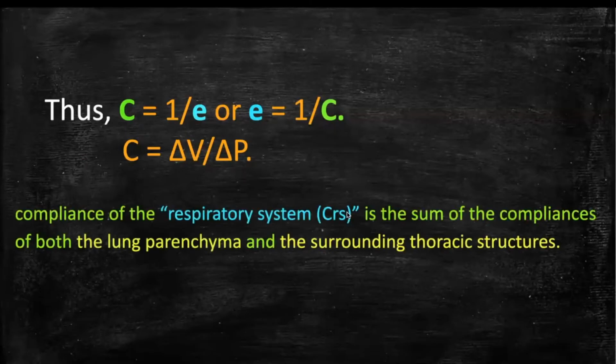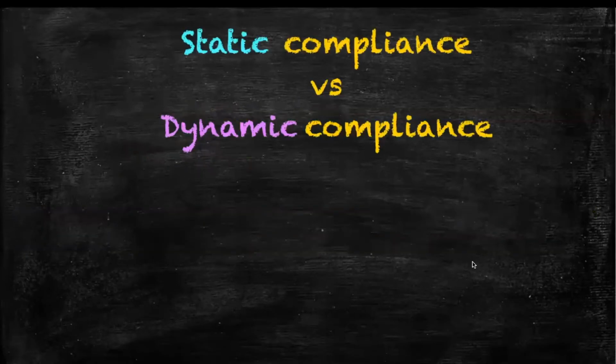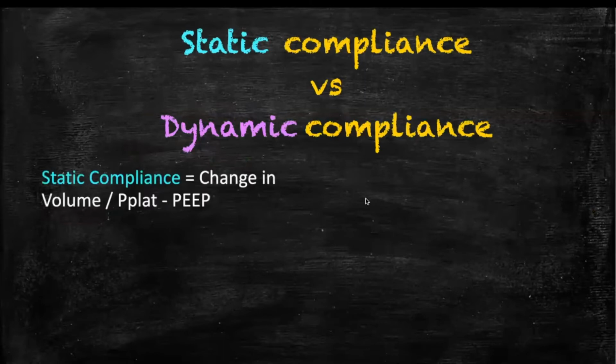Compliance of the respiratory system, CRS, is the sum of the compliance of both the lung parenchyma as well as the surrounding thoracic structure. So when you call it respiratory compliance, it is not just compliance of the lung parenchyma, it is also compliance of the thoracic structure. So this brings us to the important terms, static compliance versus dynamic compliance.